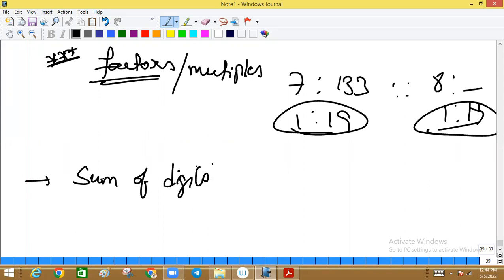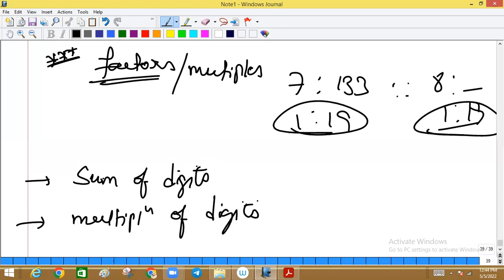There will be questions on sum of digits. There will be questions on multiplication of digits. Why am I giving all this? Why am I giving different types? Because the moment you see the question in the exam, you have to recognize what type of question it is. Whether it's in the square format, cube format, factors format, sum of digits format, or multiplication of digits format.